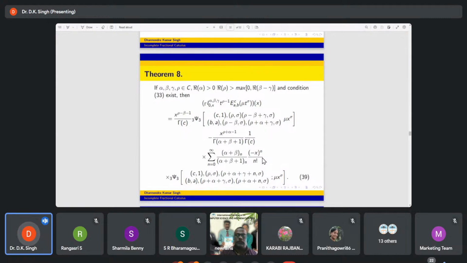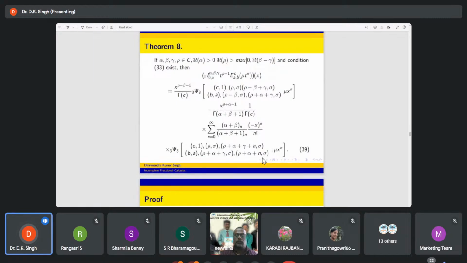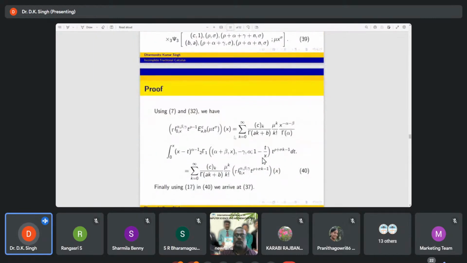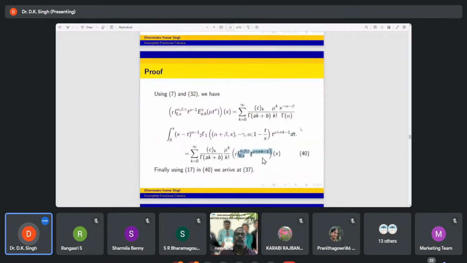Using the same process as in theorem 1, theorem 2, theorem 3, whatever method we used to solve the theorems, we use the same process to calculate this theorem, so we can easily get our result 39. I'm just showing you how to use it. Write the formula in integral form, and write the Mittag-Leffler function in summation form using the beta function formula. After using the beta function formula, you get this result. And if you use the fractional integral operator, you can easily obtain equation number 39.